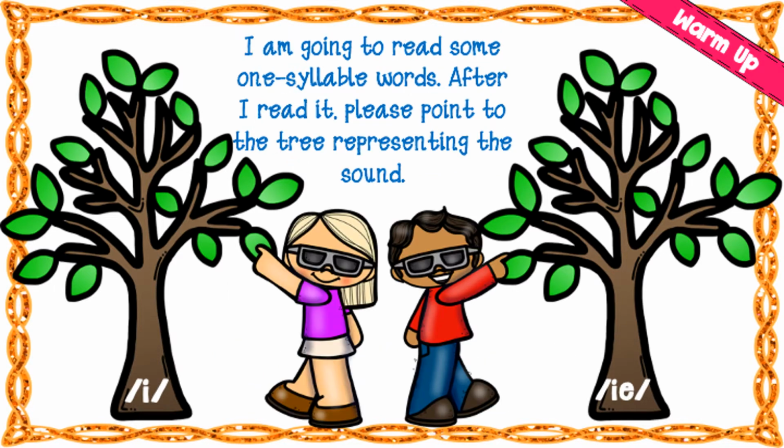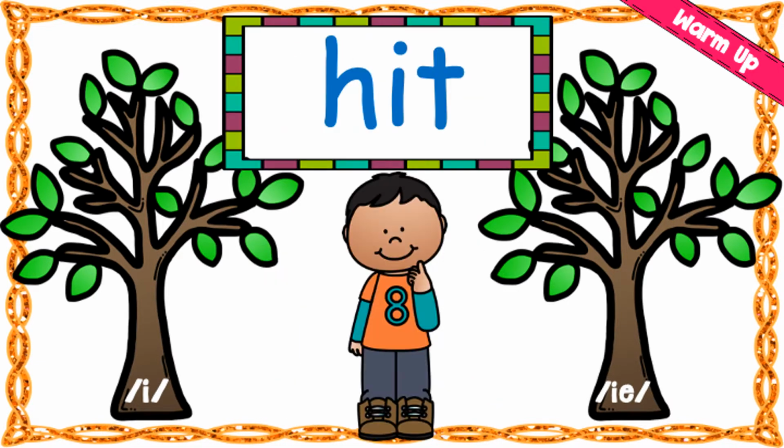I'm going to read some one-syllable words. After I read it, please point to the tree representing the sound. So if it's the short I sound, we're going to put it on the short I side. If it's the long I sound, we're going to put it on the long I side. Hit. Now, which way would this go? Would hit go under the short I or the long I? Good. It would go under the short I tree.